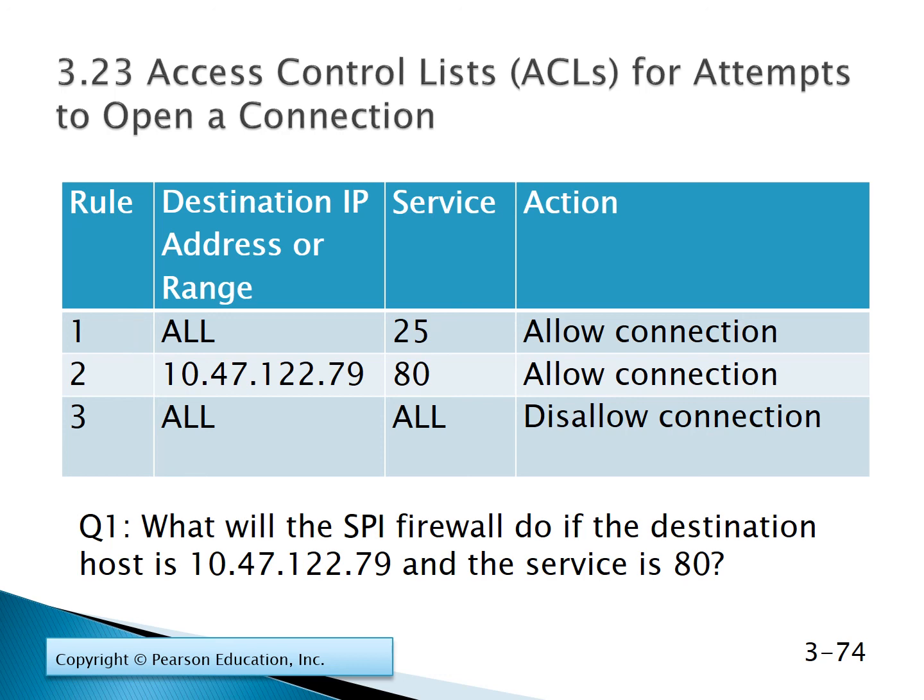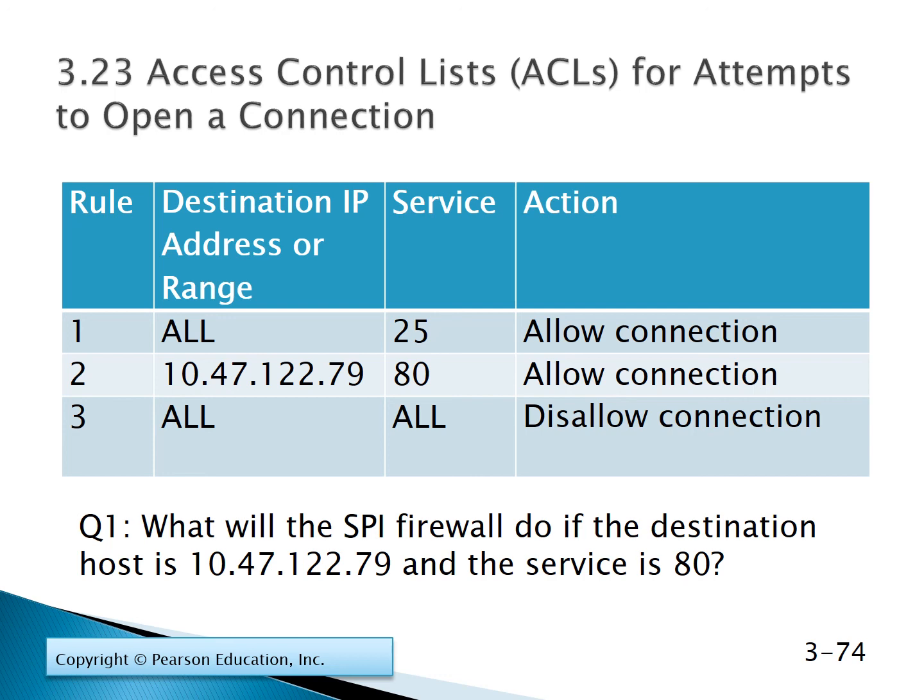That means the rules actually go from the top. For any IP address, if it's service 25, basically for email, then it will be allowed. If it's from this particular IP address and the server is 80, probably for the web server, then it's also allowed. And for anything else, the connection will not be allowed. That's what this simple access control list is doing.